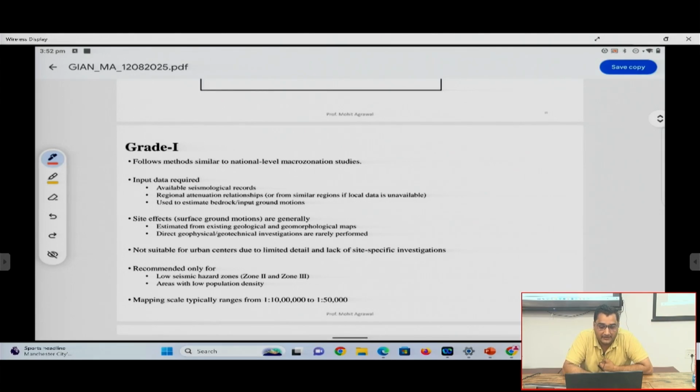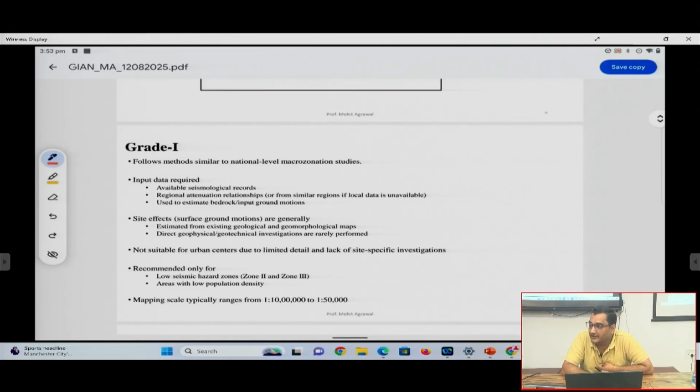In this kind of grade 1 seismic micro zonation mapping, you are going to estimate bedrock input ground motions. That means at the bedrock level you are going to generate your mapping. Site effects are generally estimated from the existing geological and geomorphological maps. You are not going to do site specific testing, or conduct any testing on the soil, invasive or non-invasive techniques, and direct geophysical and geotechnical investigations are rarely performed.